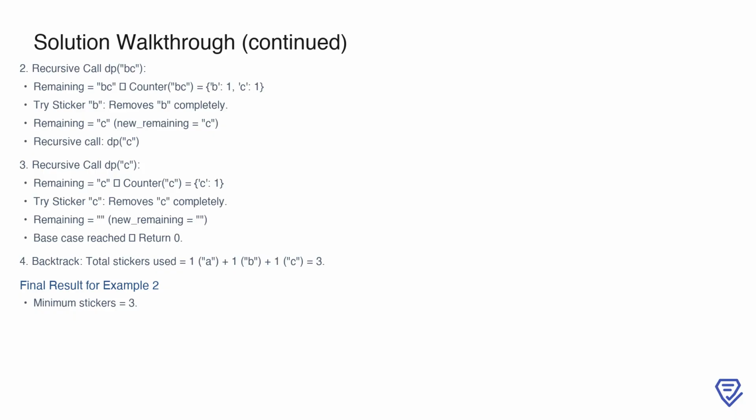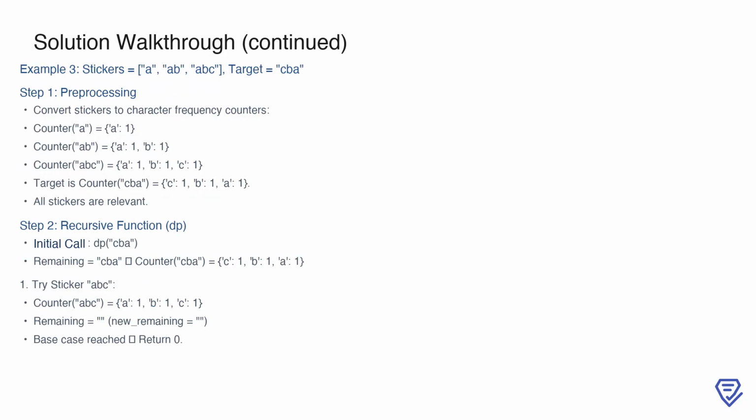At this point, we reach the base case and return 0 because no further stickers are required. Backtracking through our calculations, we find that it took 1 sticker for A, 1 sticker for B, and 1 sticker for C, resulting in a total of 3 stickers. Thus, the minimum number of stickers required for this example is 3.